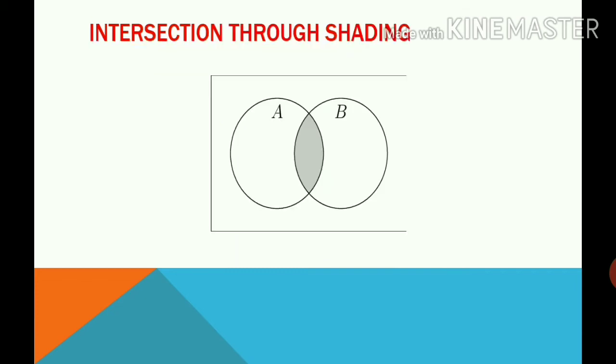Okay, intersection through shading. If you want to show the intersection through Venn diagram, you have to draw the overlapping circles A and B. And this mid area which is in oval shape, you will shade this area. Then this shaded area is showing the intersection part. In this area you write down all those elements which are present in both sets, which are common in both sets.